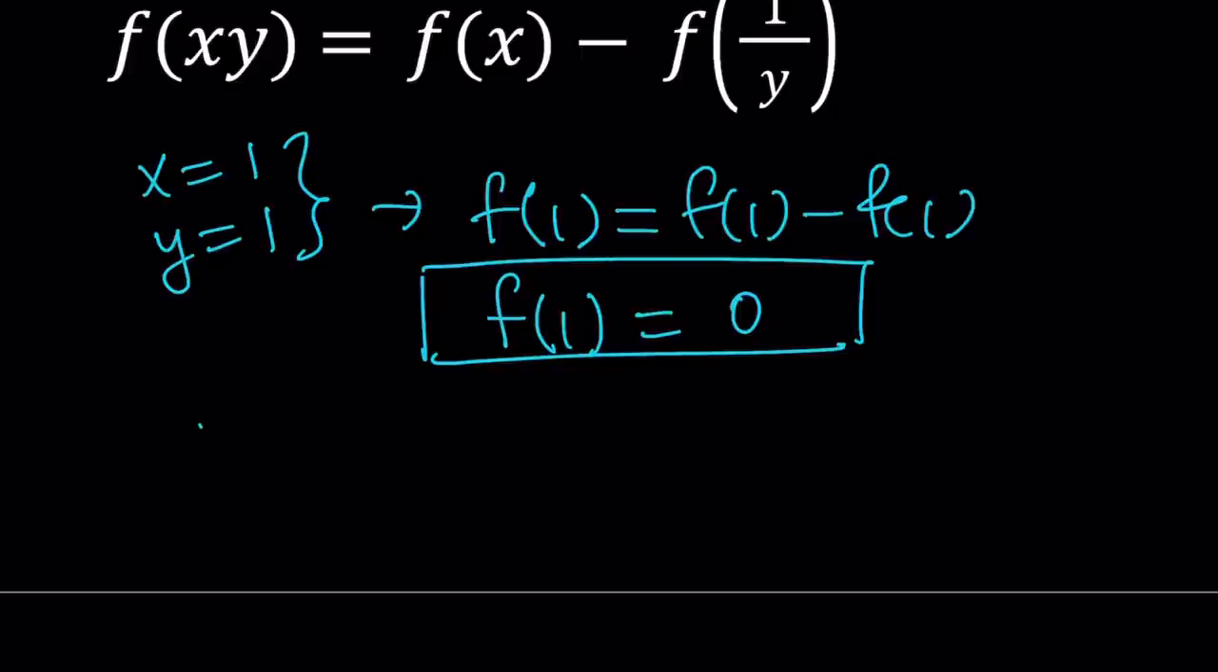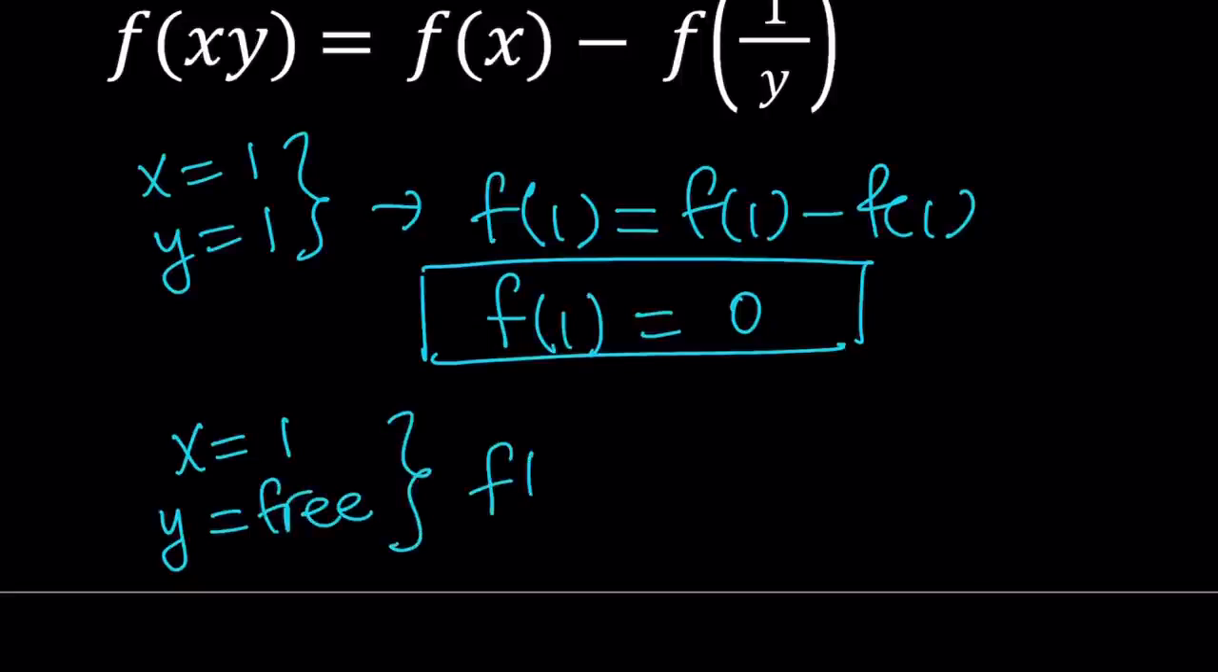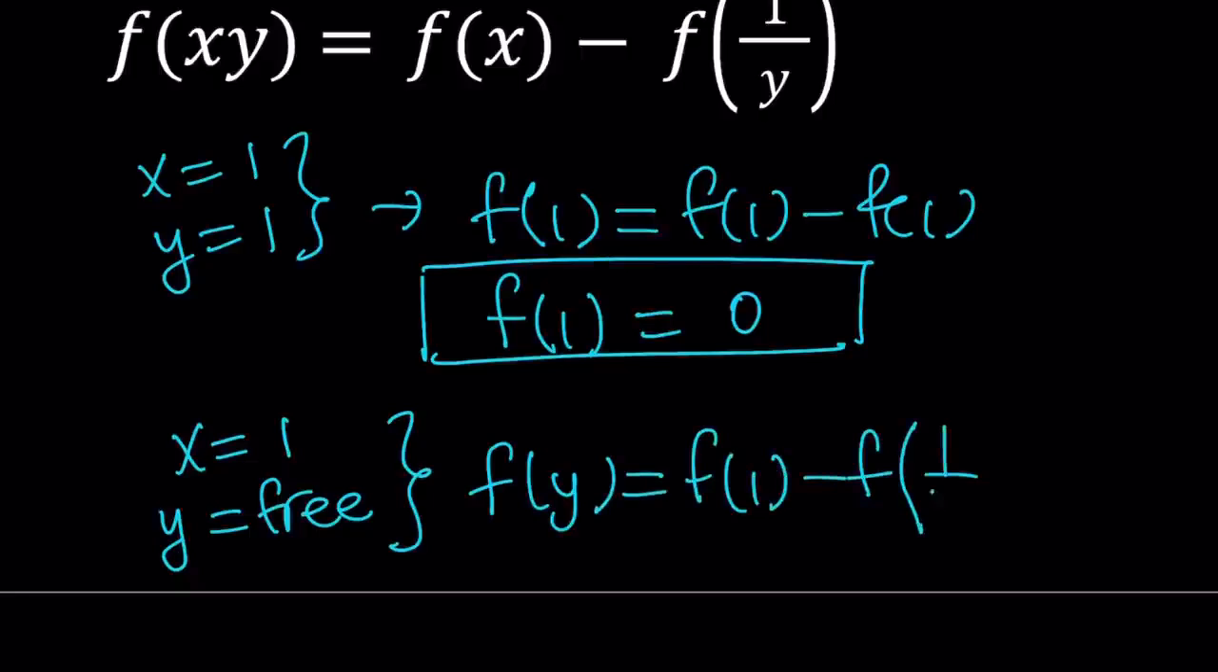So let's go ahead and set x equal to 1 and let y be free. So f of y, because 1 times y, is going to be f of 1 minus f of 1 over y. This is really cool. First of all, the motivation behind this is we have a 1 over y, so that is going to give us an interesting relationship between f of y and f of 1 over y. Second reason is replacing x with 1 is a good thing because we already know the value of f of 1. So this gives us the following.